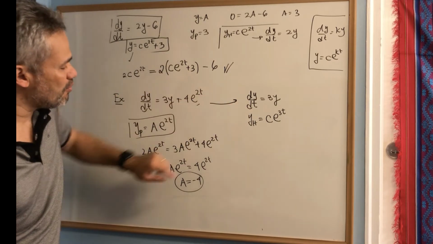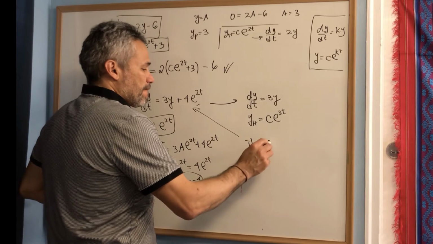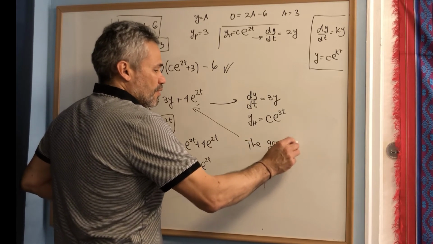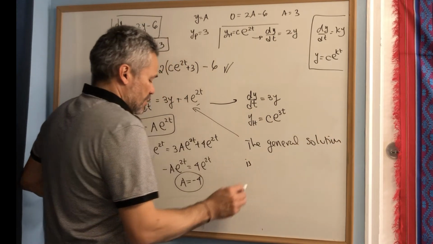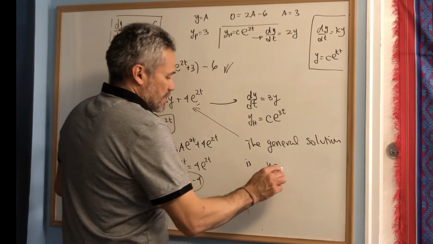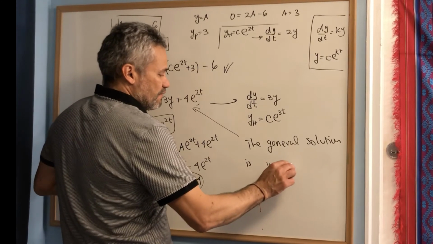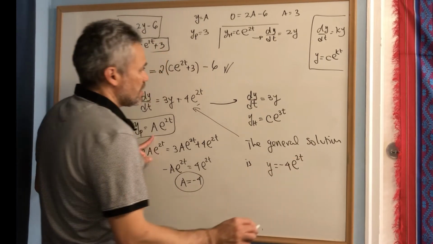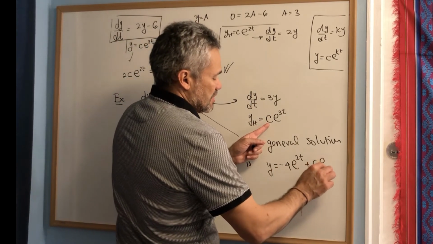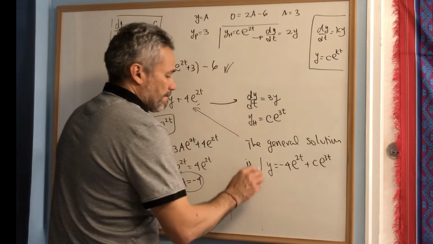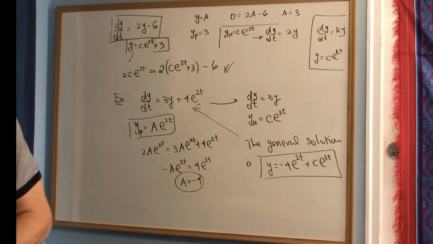That one was the solution of the homogeneous. Then I can say that the general solution is y equal to the particular solution, which is negative 4 e to the 2t, plus the solution of the homogeneous, which is c e to the 3t. This is one way to do it.